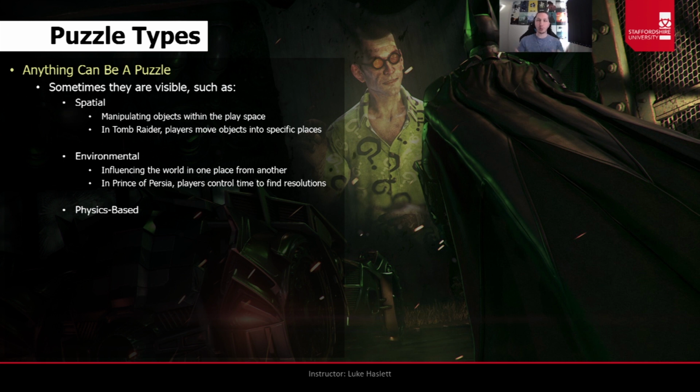When it comes to environmental puzzles, this is more about influencing the world in one place from another. We see this in a lot of Metroidvania games, but Prince of Persia is also a good example because it requires players to control time and move through time to find a resolution that way. And then you have the physics-based puzzles, understanding what the physical principles are in the game rules, such as Portal, where the players have to create teleports across different rooms and platforms, and they navigate the space that way.